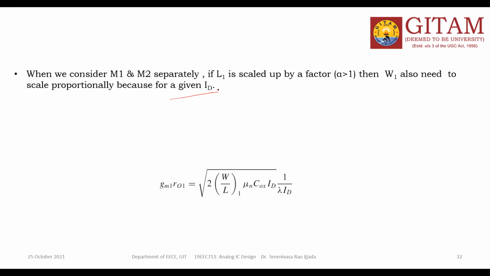only scaling L is not enough. Correspondingly, you should scale the W also. That is the important thing. See the relation: this is our overdrive voltage. The overdrive voltage of the M1 device is proportional to 1 by the square root of the width to length ratio of device 1. Whenever this factor decreases, you can understand from the relation what happens.